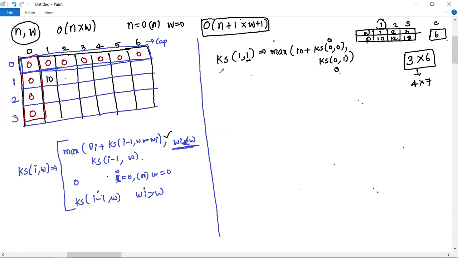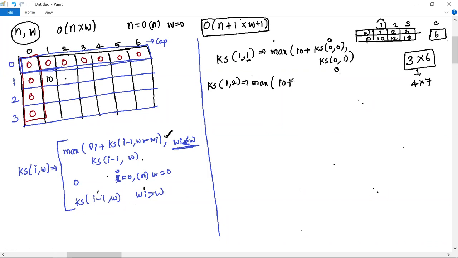Now what do I need to do? Row major order, I was telling, right? Case of 1 comma 2. What does it mean? I am considering only the first object, but the knapsack capacity is 2. What I need to do is take the maximum, because this case is satisfied. One object is there, and its weight is less than the knapsack capacity, right?